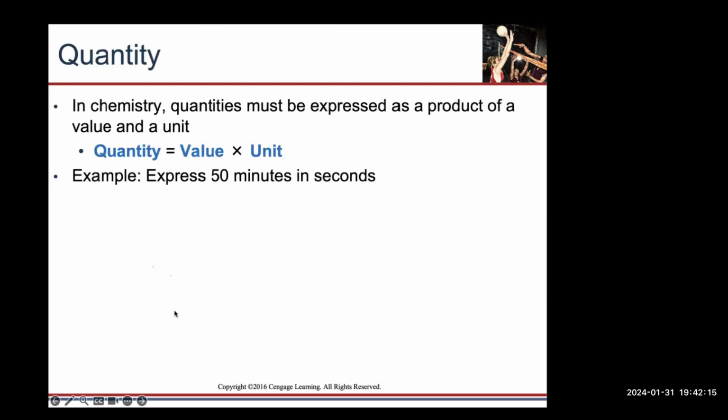Okay, now when we talk about quantities, quantities are always going to be a value and a unit. So for instance, if I tell you guys, I need you guys here in 5, in most cases you guys are going to sit there and say, does he mean 5 minutes, 5 seconds, 5 hours?